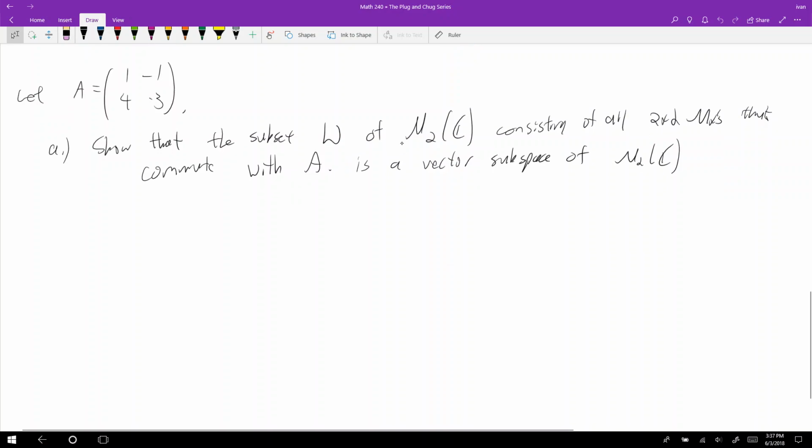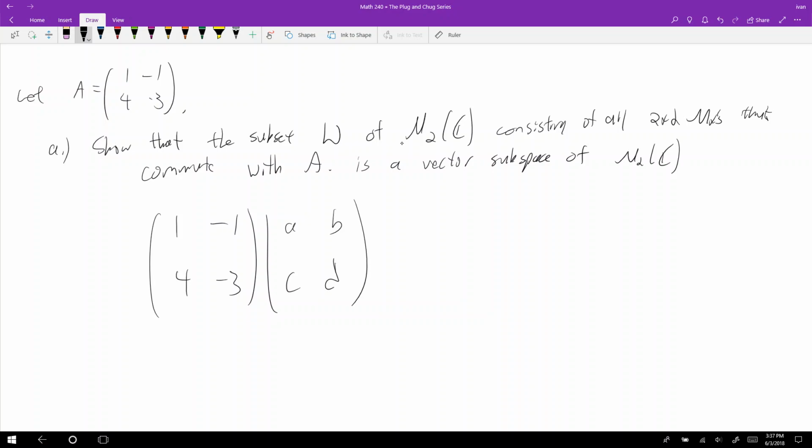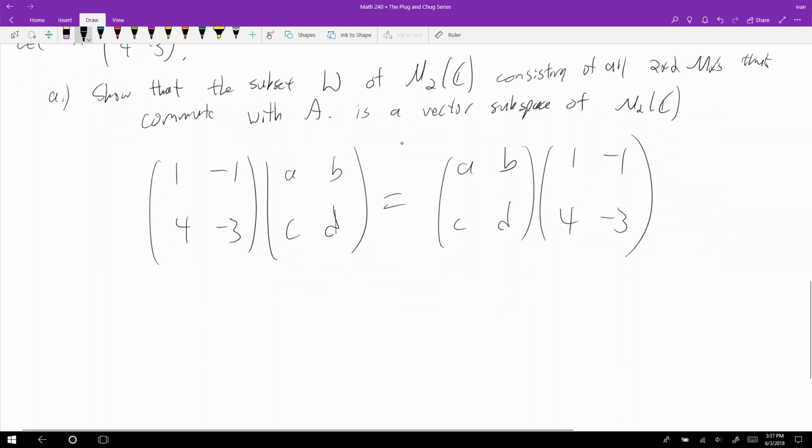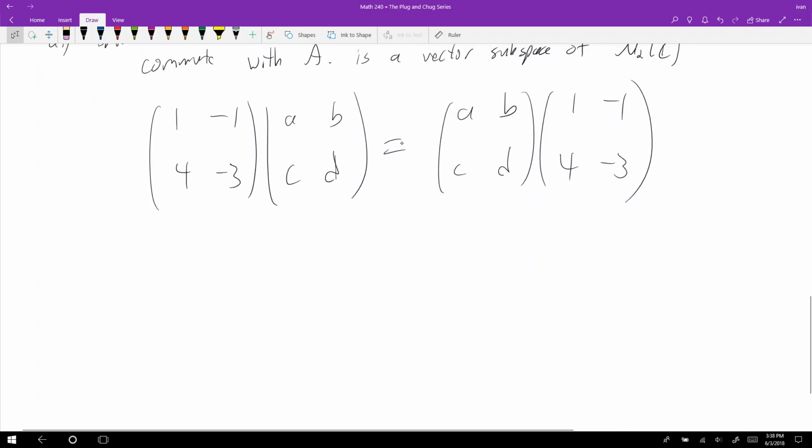So what do we want to do first? Well, the first thing we want to do is to find what a matrix that commutes with A looks like, right? So what does commuting mean? Well, here's A, 1, 4, negative 1, 3. And to commute with A, we don't know what that matrix looks like, so we'll just call it A, B, C, D, right? And multiplying on the left and multiplying on the right shouldn't matter. So we get that A times our unknown matrix is equal to our unknown matrix times our matrix A. So we set up this equation, and now we just have to actually multiply both sides out.